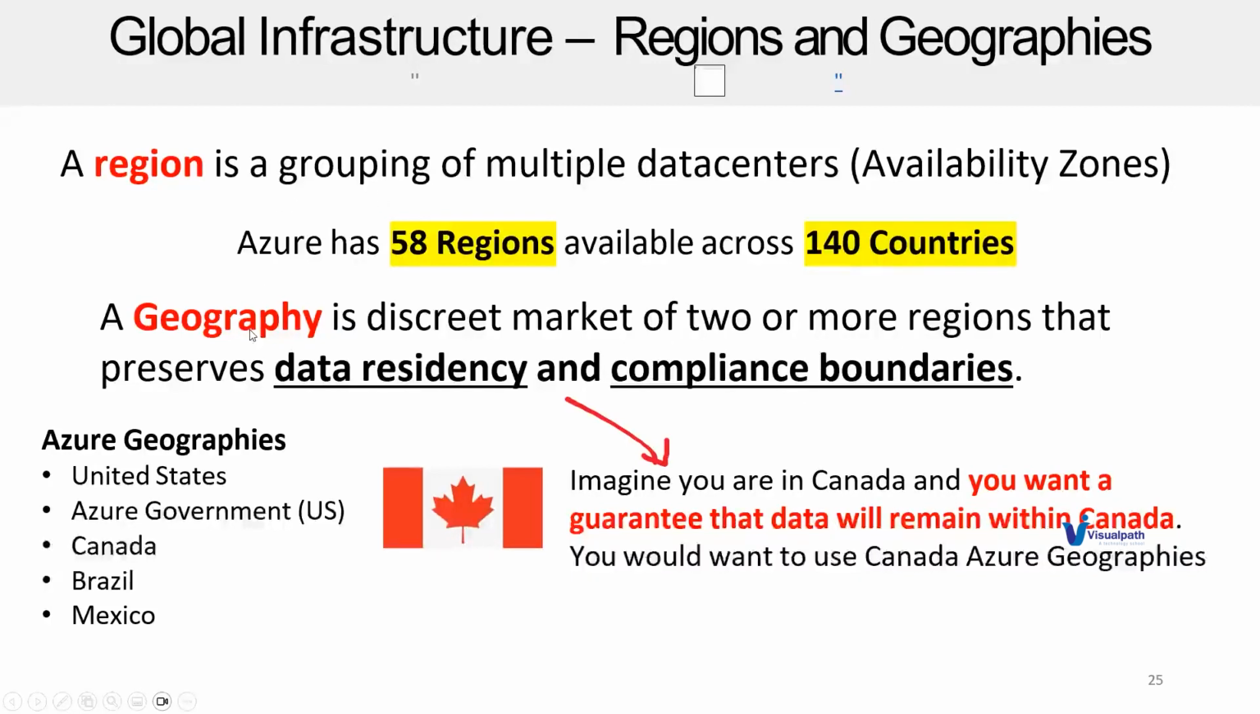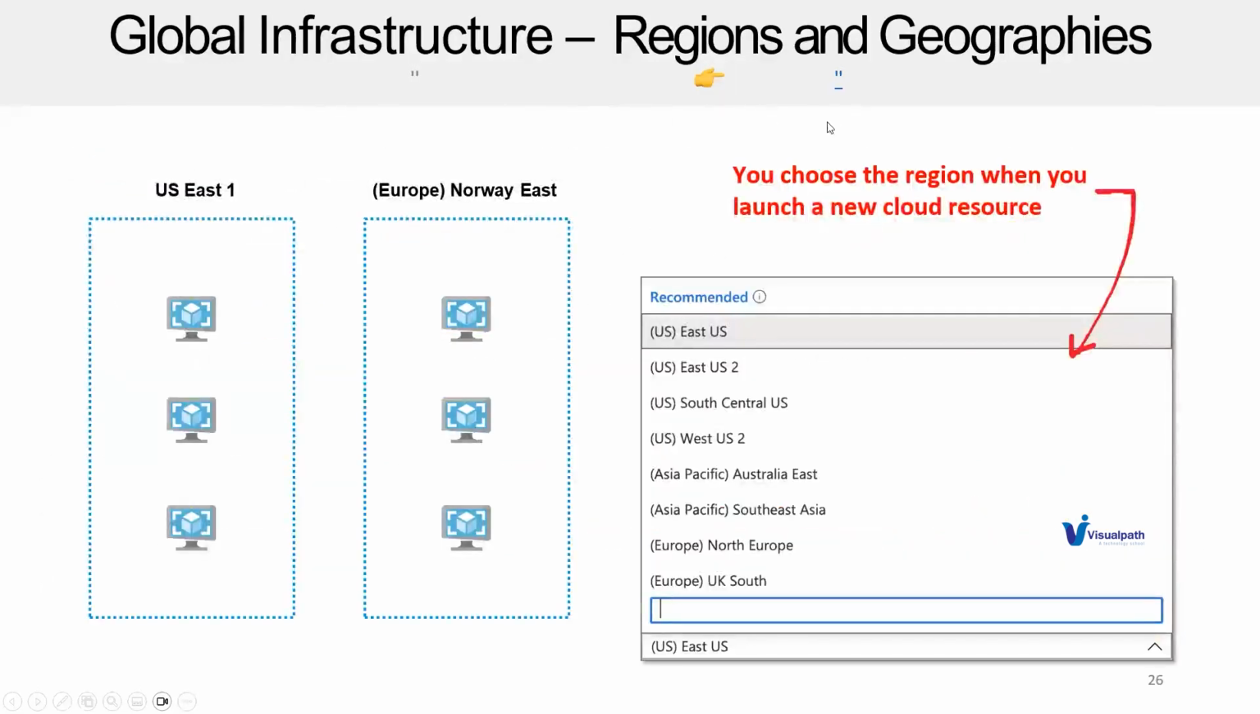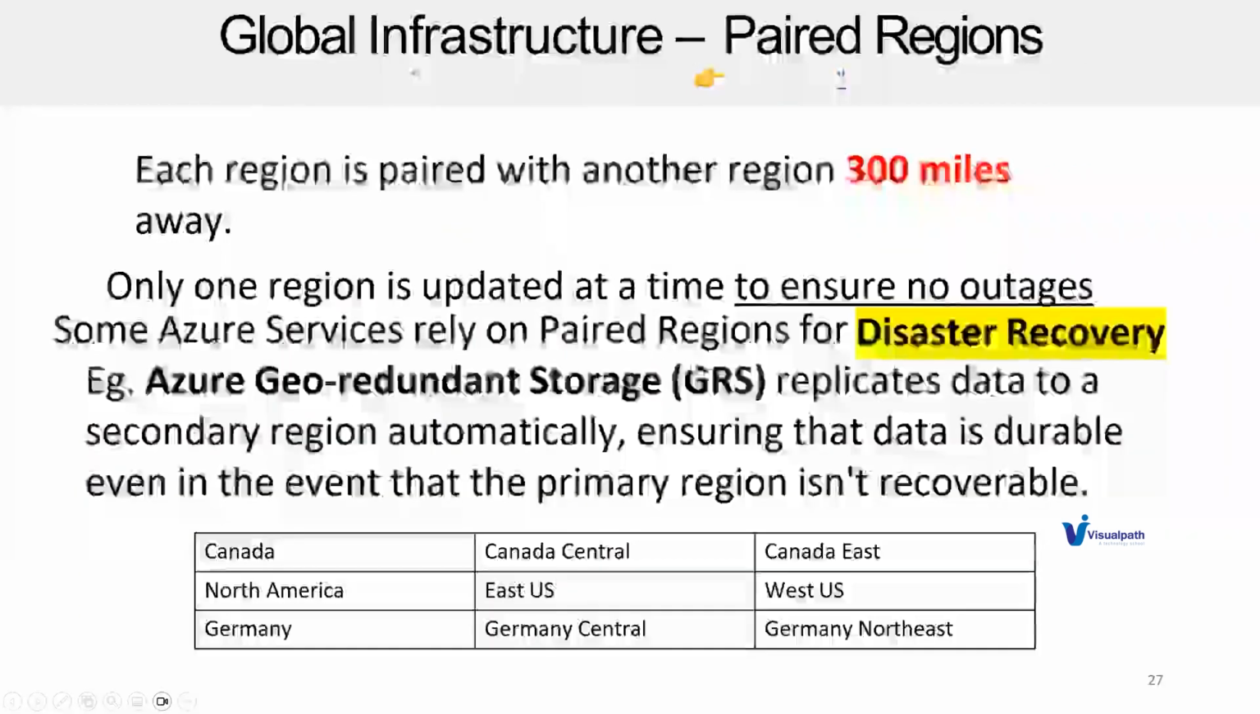Okay, this is the geography, and within the geography you have these regions. Tomorrow we'll be seeing what exactly these things are, the regions and the geographies that exist. Each region is paired with another region 300 miles away. Now you're going to have disaster recovery centers as well. Disaster recovery means replicating data to the secondary region automatically, ensuring that data is durable even when the primary region is not recoverable.